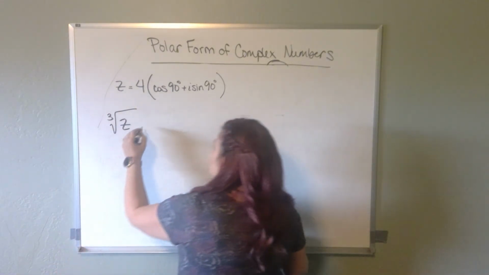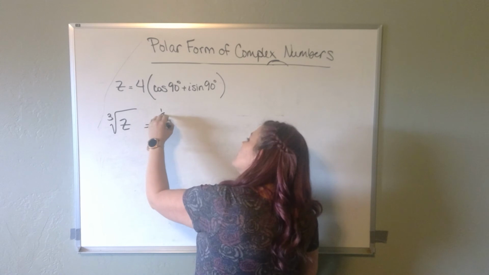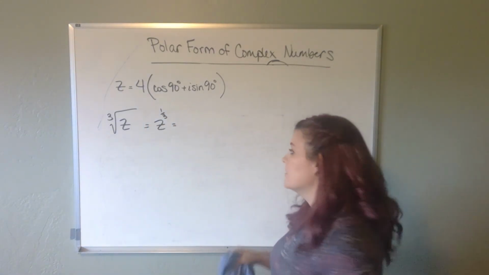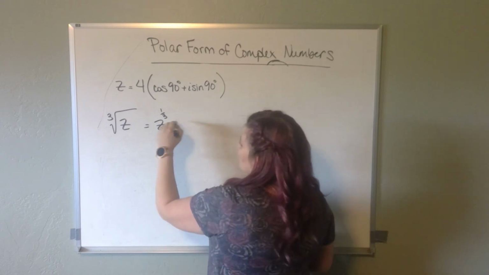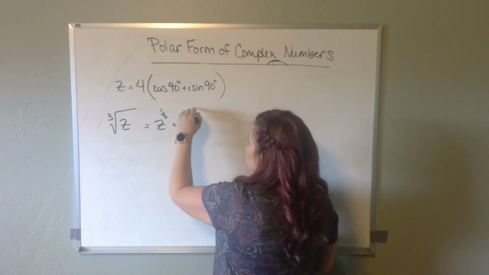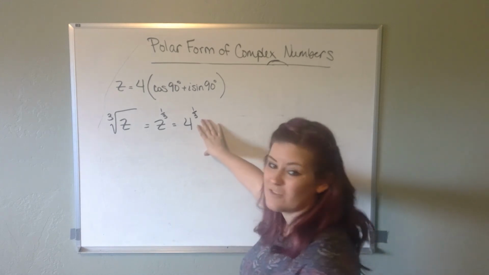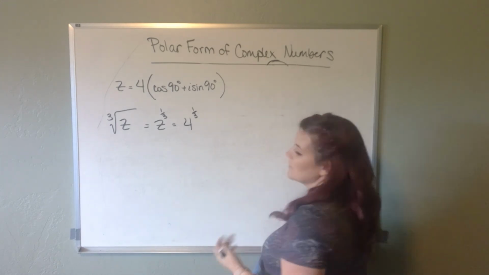So the cube root of z, or z to the 1/3, remember with r, you actually take that root. So I could call it the cube root of 4. I'm going to call it 4 to the 1/3 like Alex does. It might have you write your answer like that, I'm not sure, but I'm going to leave it like that.